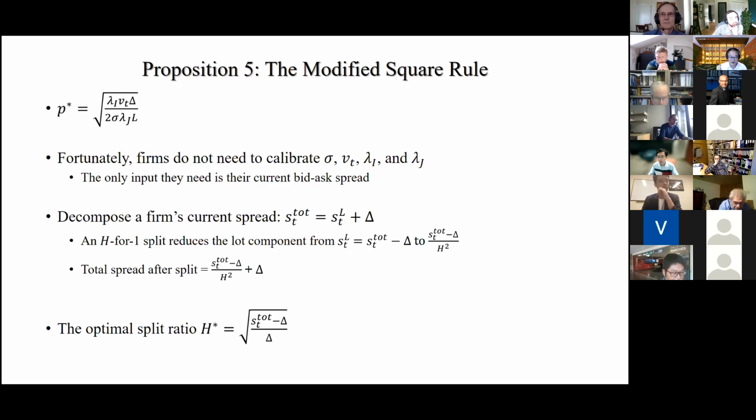Why? Because currently Amazon trades at a ridiculously high bid-ask spread. It's $1.4. Even given the price, it's still a very high bid-ask spread. So suppose he splits. The majority part of that bid-ask spread is the lot-driven part. If Bezos splits, the lot-driven part will decrease at the rate of h squared. The log-driven part does not change. And let's set this number equal to 2 ticks. That's the split ratio: bid-ask spread minus 1 tick divided by 1 tick.